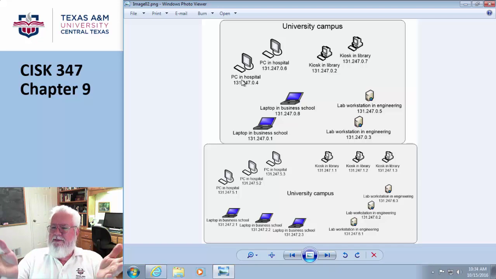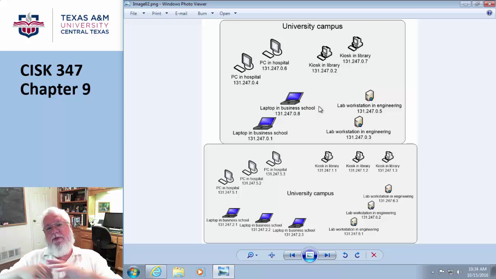Now, is there something wrong with this? Well, no. But what if you're the business school, and you want to make sure that all the machines in the business area have the exact same piece of software on them, and you want to treat them differently. In other words, you're in charge of this tiny little section, and you want to be able to manage these PCs when somebody else is managing these. And trust me, the lab workstations in engineering are not going to have the same kind of software as the folks in the hospital, or the library, or the business school. These are radically different uses for these machines, so it'd be kind of dumb to treat them all the same.